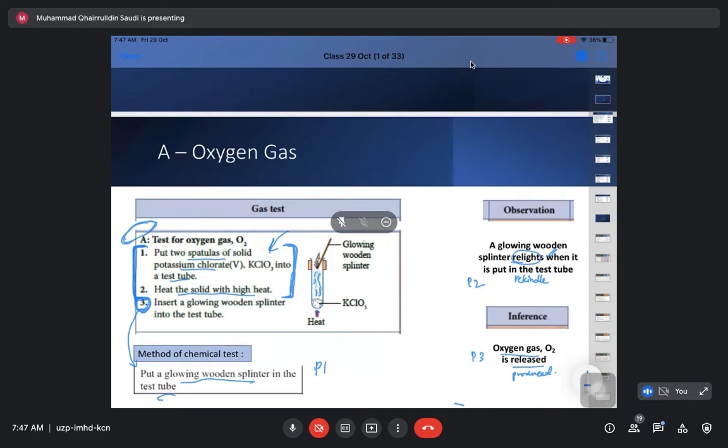We cannot say, oh, it is oxygen gas. How do you know? Oxygen gas is colorless. Carbon dioxide gas is also colorless. So we need to test for the gas. That is why you need to know how to test for the gas.